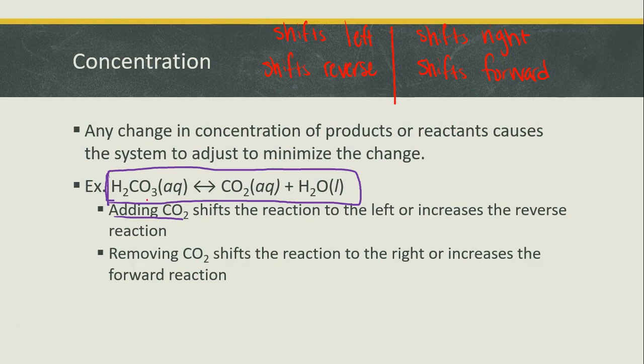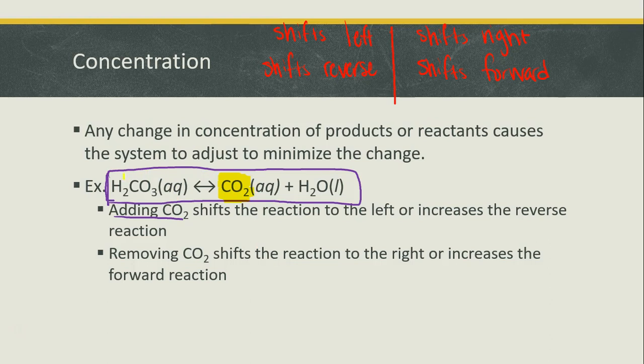So I'm going to take this one for an example. We're going to walk through all three different kinds, and then I'm going to do tons of practice problems, okay? So if you add CO2, and I'll use a highlighter here, what that means is we are adding more stuff on the right side. Okay, if we're adding more stuff on the right side, for adding stuff, for concentration, this is pretty simple. If you add it to the right side, then it's going to want to go to the other direction.